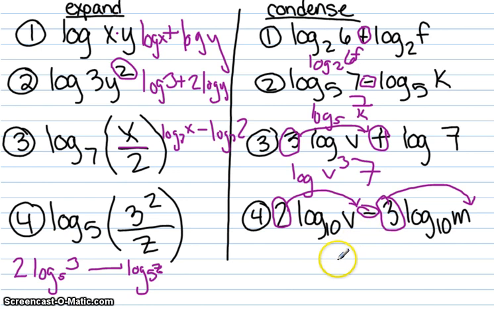And because we have the minus sign, we know it's division. So we know v squared is going to go on top once the 2 moves up. M is going to go on the bottom. And because 3 was in front of its log, it gets an exponent of 3. And then we need to write our log with our base in the front. So log of base 10 of v squared over m to the third.